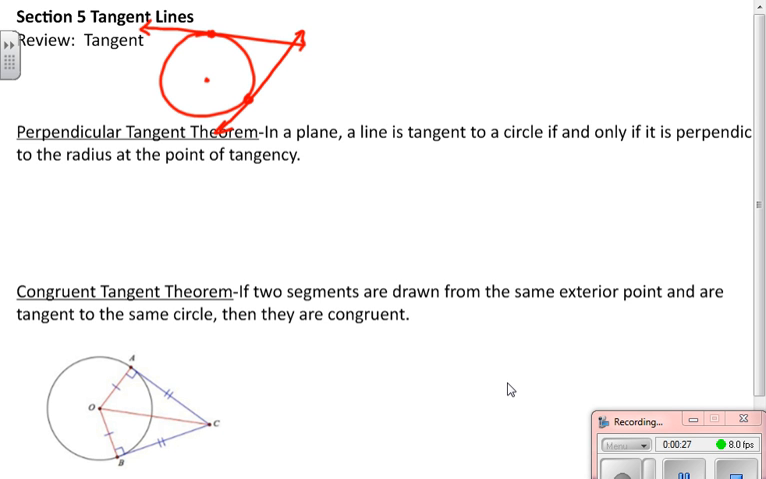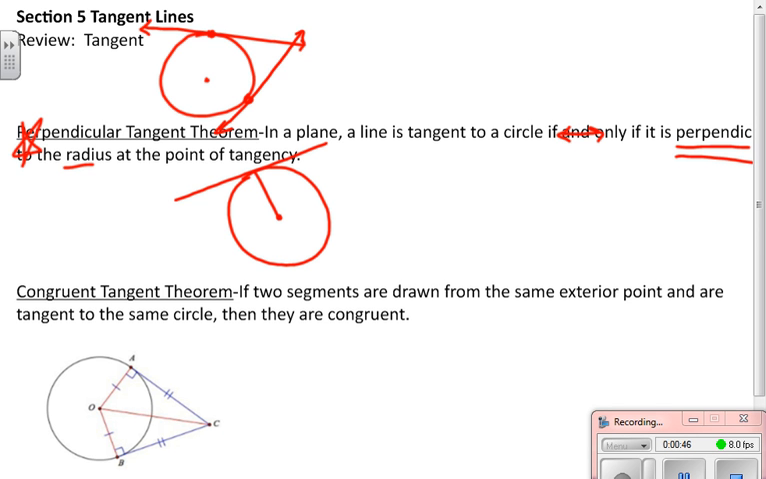So the perpendicular tangent theorem says, in a plane, a line is tangent to a circle if and only if it is perpendicular to the radius. And this is a hugely important theorem. Now, because this is an if and only if, we can work it both ways. If I have a radius and it's perpendicular, I know the line is tangent. If there's a tangent line and it touches a radius, it has to be perpendicular.